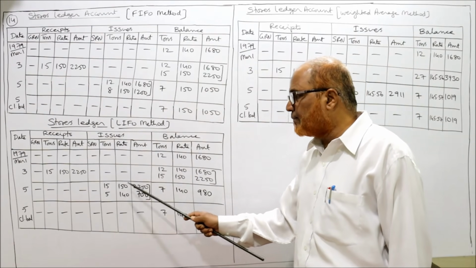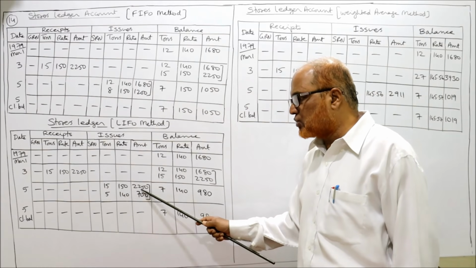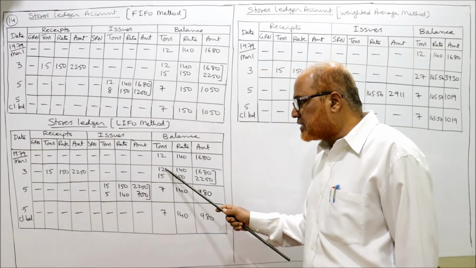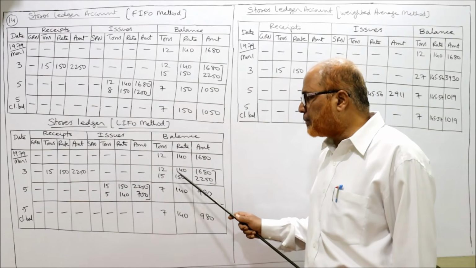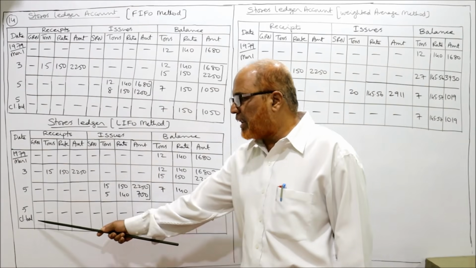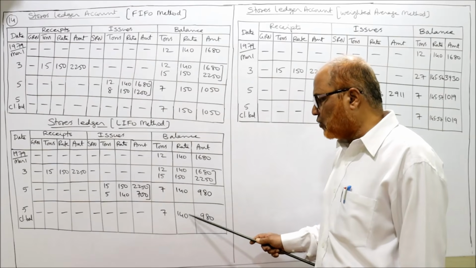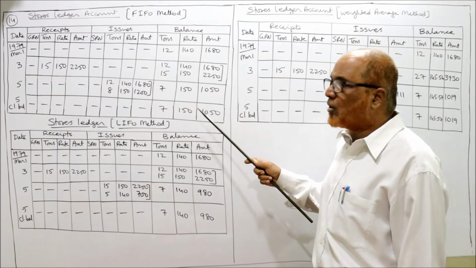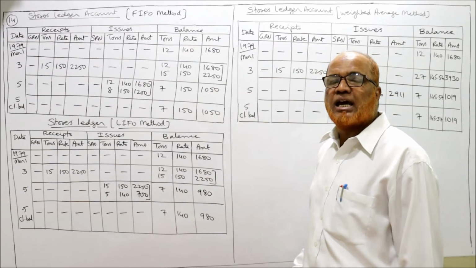Out of this 12 tons, 5 tons are issued at 140 rupees, 700. So remaining 7 tons, at what price? 140 rupees, so 980. Closing balance on 5th March is 7 tons, 140 rupees, 980 rupees. So you can see the value is different. According to the FIFO method, it is 1050. According to the LIFO method, it is 980.